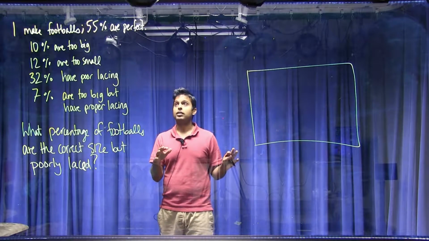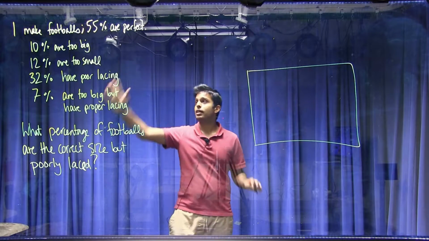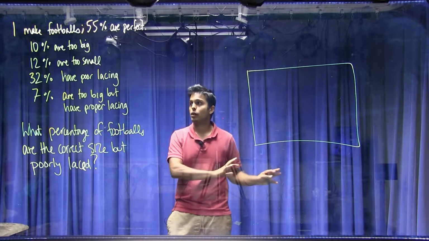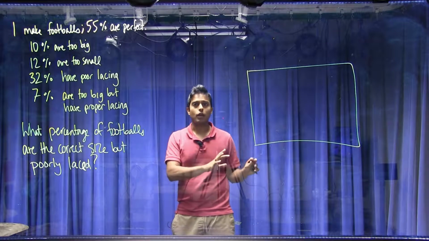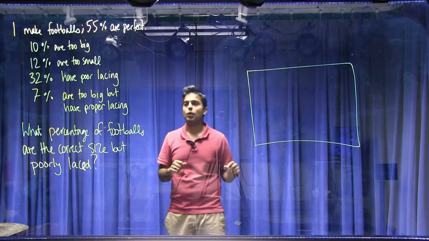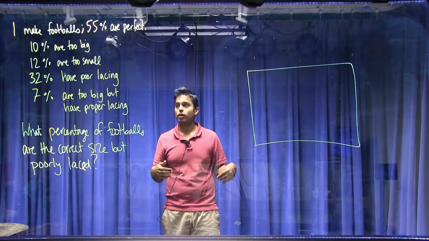So we're going to make a Venn diagram, but before we do that, let's translate some of this stuff into mathematical equations. And when we make our Venn diagram, we should be a little sneaky about how we make it, and that might make the problem easier for us.